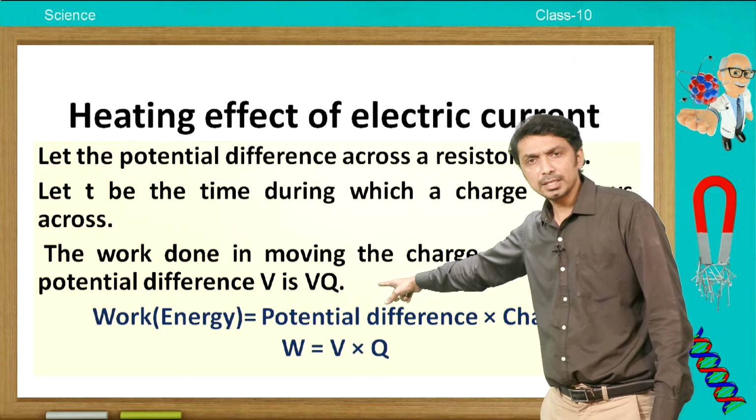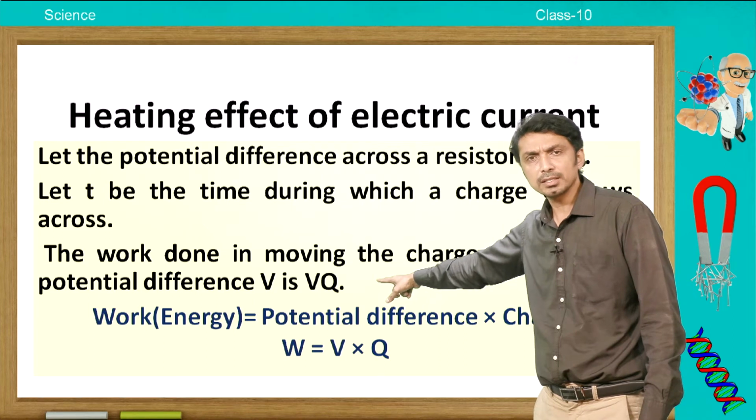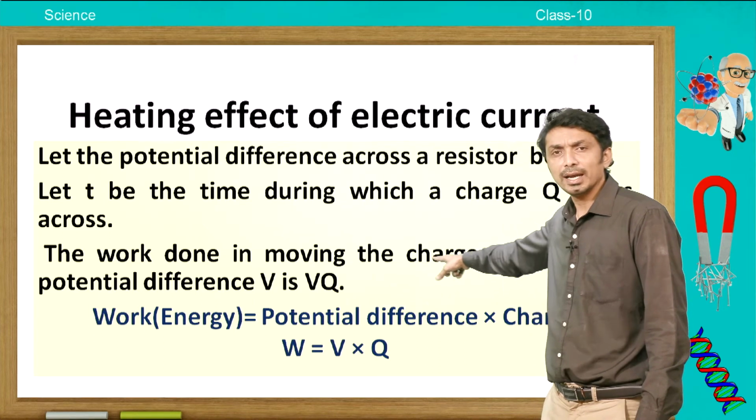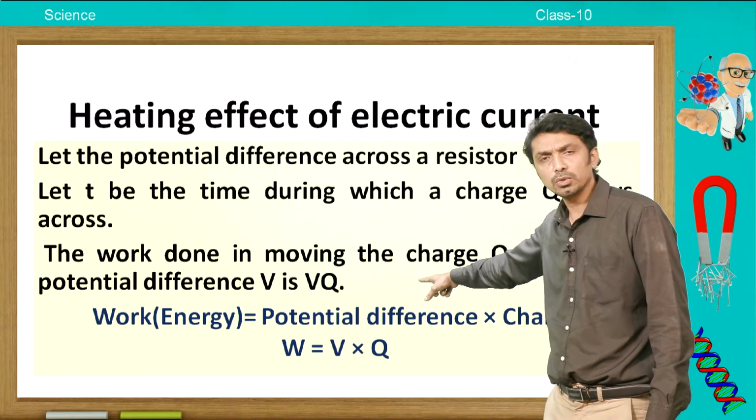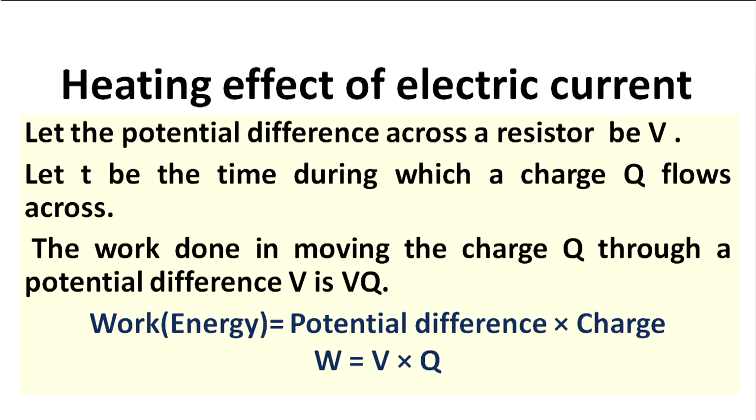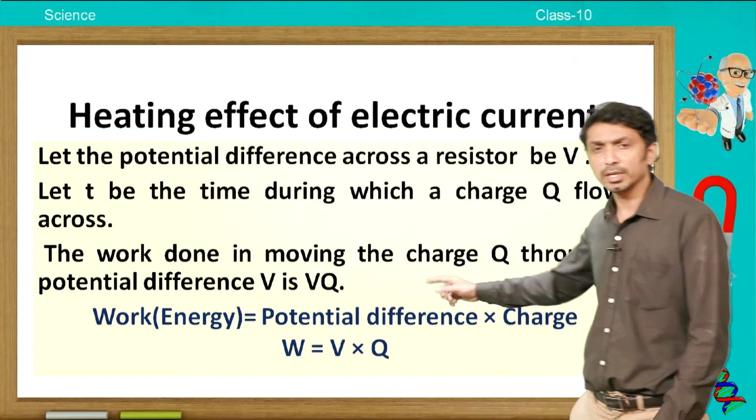So, it is applying the force V, that is potential difference is the force, and it is moving the charges Q. Q amount of charges are moving because of the potential difference V. So, the total work done here is W is equal to V into Q. That means potential difference into the total charge is the work done.